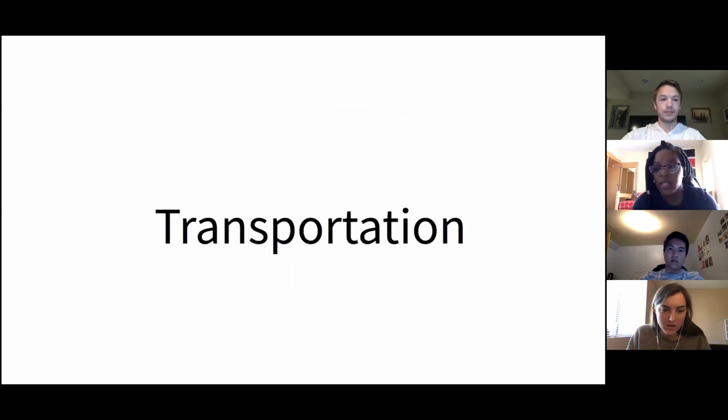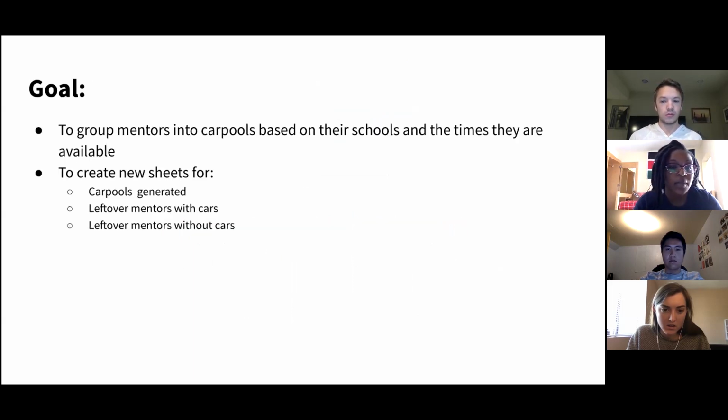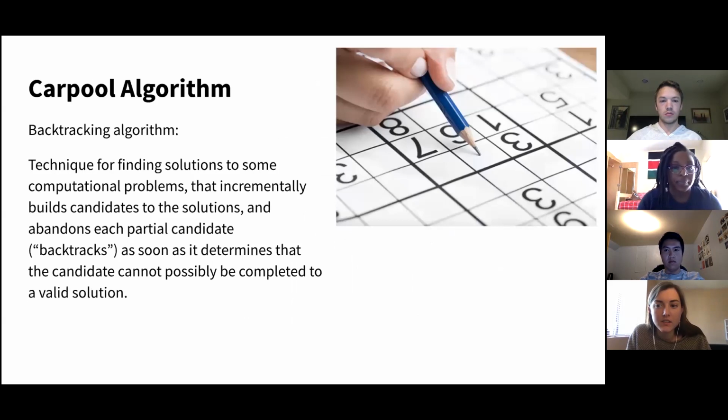Okay, so transportation was the last piece of the project, and we had 2 main goals for this piece. The first was to group mentors into couples based on their schools and the times they were available. And the second one was to create new sheets for the couples generated, the leftover mentors with cars and leftover mentors without cars. Next slide.